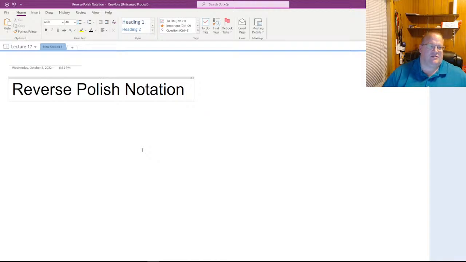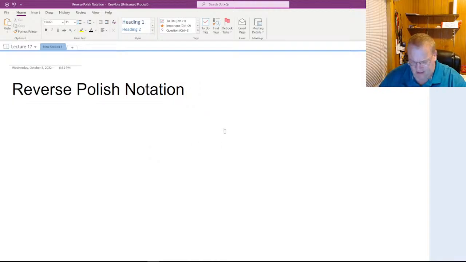All right, reverse Polish notation. Okay, so let me stop for a second and talk about something. Some of you already know how this works, although probably none of you have ever heard of this other than when I talked about it on Monday.